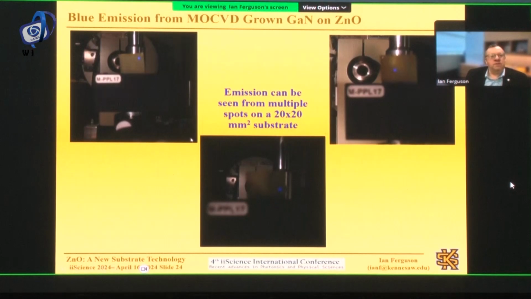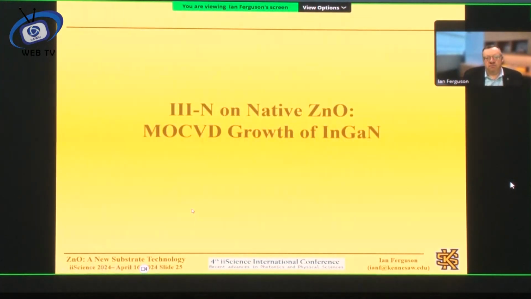And what you can see from these layers is blue emission. This is a number of different samples where we actually lit up the layer. I have about 6 minutes left, so I'm just going to cover two other topics quickly. You'll see me run through a number of slides.